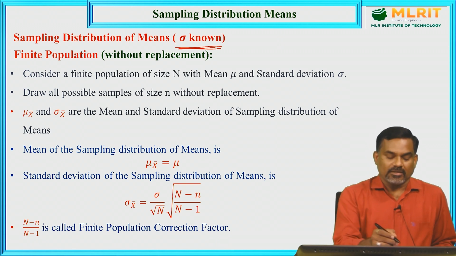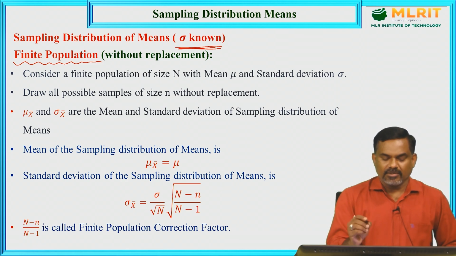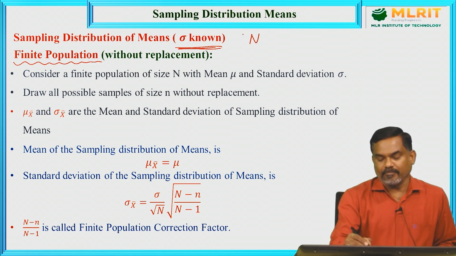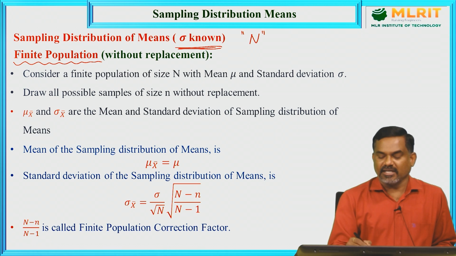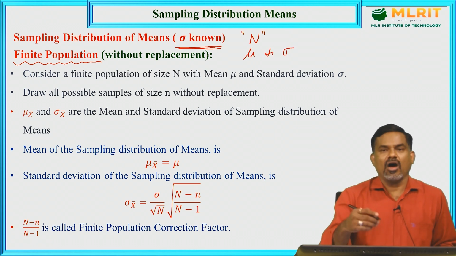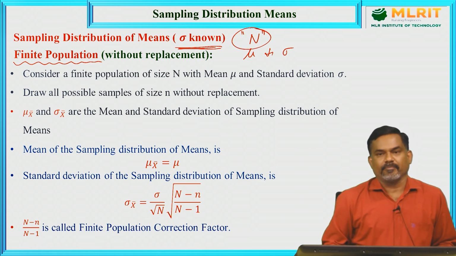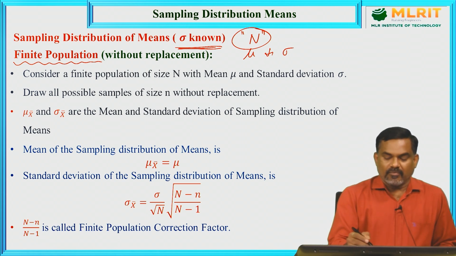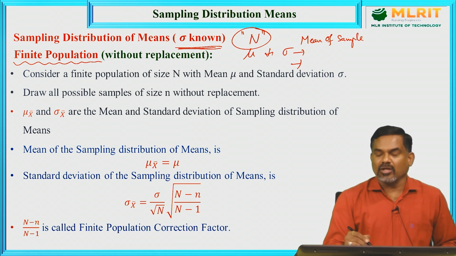Let us consider a particular case of a finite population. Let us consider a population of size capital N. That means the value of N is finite, so the population is a finite population. So consider a finite population of size N with mean mu and standard deviation sigma. Now let us draw all possible samples of size small n from this population and then find the mean of all these samples and then arrange all the values in the form of a table.